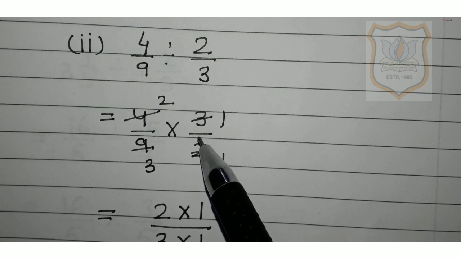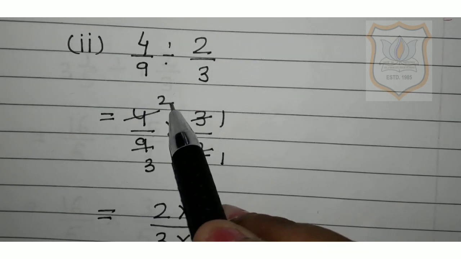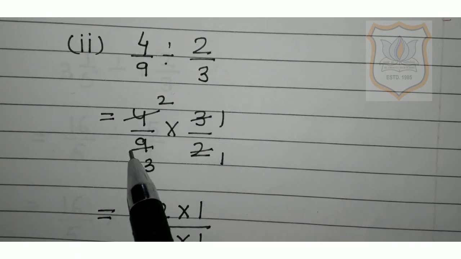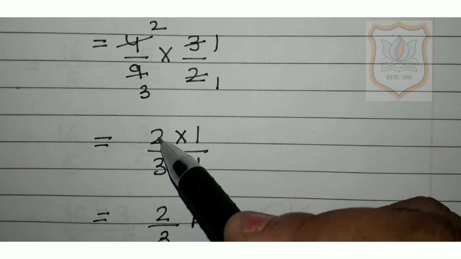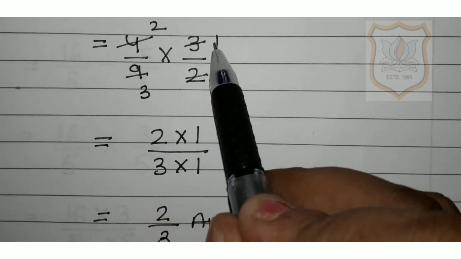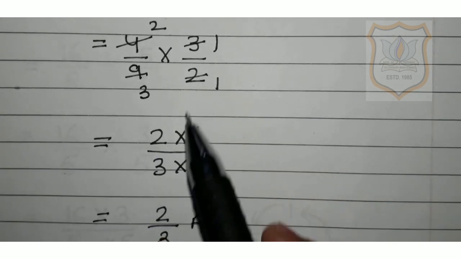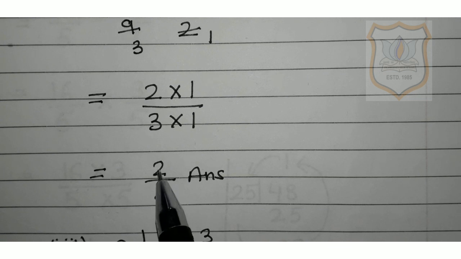Now we will cancel this 4 by 2, that is 2 1s are 2, 2 2s are 4, and 3 1s are 3 and 3 3s are 9. Now our question will be 2 into 1 upon 3 into 1. Now 2 1s are 2 and 3 1s are 3. So our answer is 2 upon 3. So we can say that the answer of the second part of question number 4 is 2 upon 3.